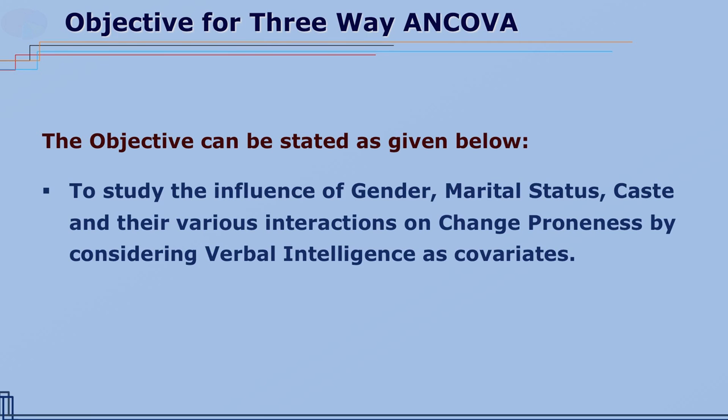Now, how to write objectives for three-way ANCOVA with one covariate? The objective should be worded as follows: to study the influence of gender, marital status, caste, and their various interactions on chain proneness by considering verbal intelligence as covariate.